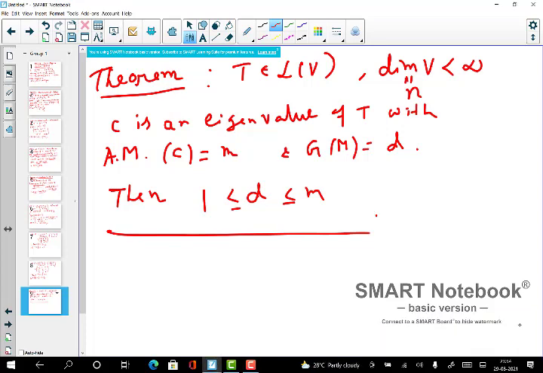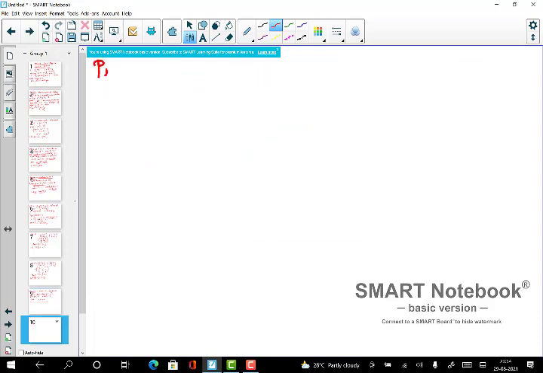So the proof is also not so difficult, so let us do the proof of this. The geometric multiplicity is always less than or equal to the algebraic multiplicity of any eigenvalue, for any linear operator.